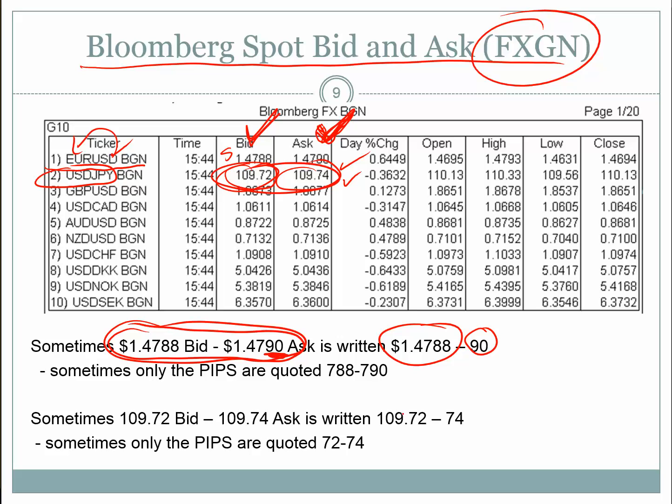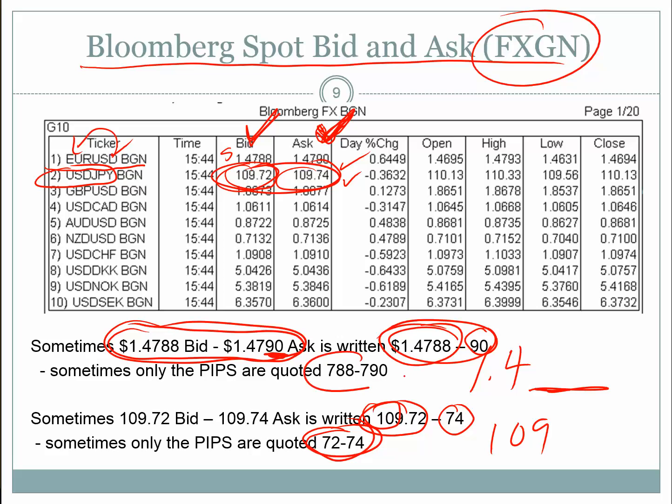So this market, you might say it's $109.72 bid and 74 ask. Or sometimes they'll just quote the last couple of decimal places and say, well, the bid-ask is 72, 74, kind of assuming everyone knows that it has 109 to start with. And on this last exchange rate, 147.88 bid, 90 ask, they might just assume everyone knows the market is 147 something. So they might just say I'm at 88, 90 bid-ask.